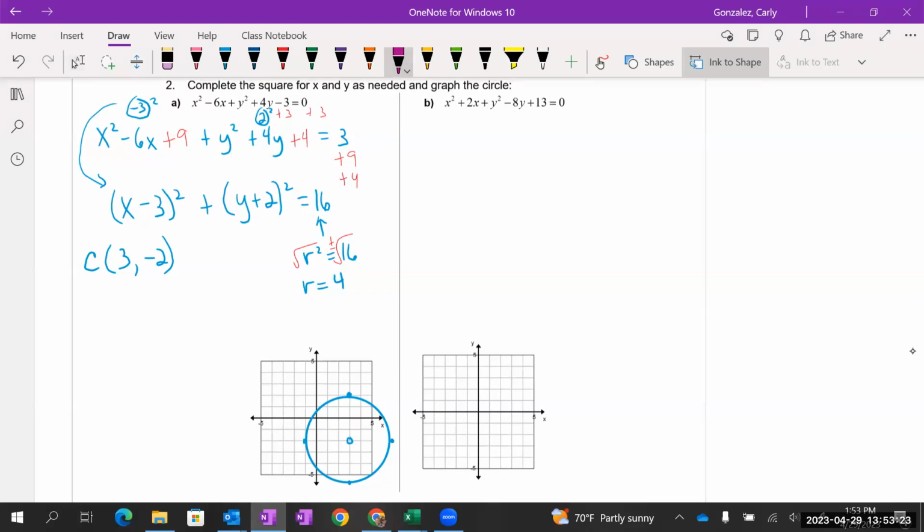So here, again, the first step is just reordering. So I'll subtract that 13 over and make sure that my x squareds are with the x and the y squareds are with the y. And now we'll complete the square on x. So divide the 2 by 2 to get 1, square it. We will add 1 to both sides. Same thing, we'll divide -8 by 2 to get -4, square it. Add 16 to both sides.